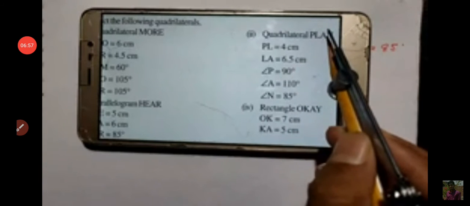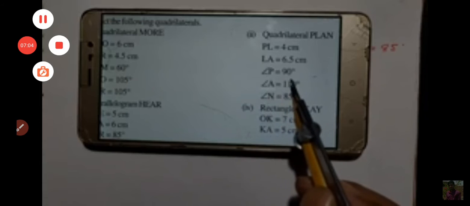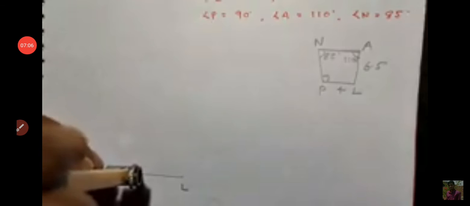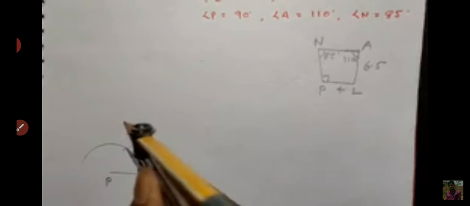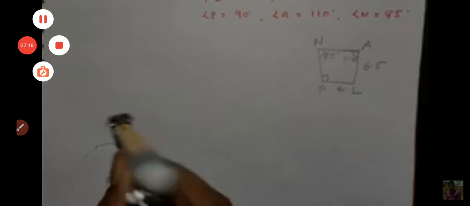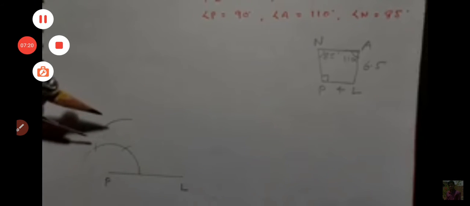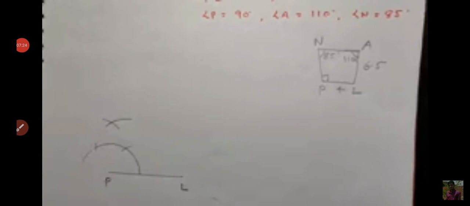Now the second question is quadrilateral PLAN. Okay, these are given. First draw a rough diagram and draw PL equal to 4 centimeter. Now it's given angle P is equal to 90 degree. Draw a 90 degree angle. Okay, it's your 90 degree angle. Taking a line of 90 degree.